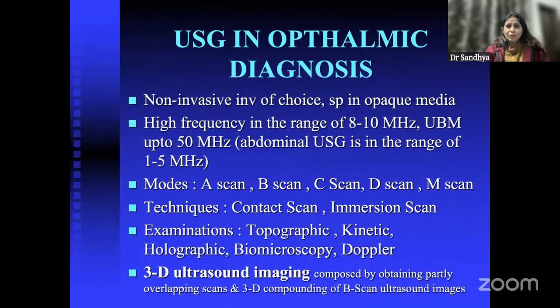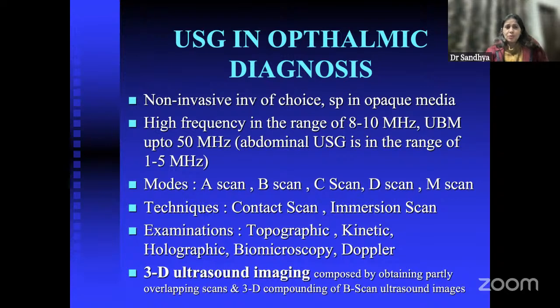In ophthalmic diagnosis, what is the importance of ultrasound? It is a very important non-invasive investigation of choice, especially when we have opaque media and we don't know what is happening behind. So it is a very important diagnostic tool. High frequencies in the range of 8 to 10 megahertz are used in our ultrasound. If you recall, in abdominal ultrasound there are various frequencies, even up to 50 megahertz, and abdominal ultrasound is in between 1 to 5 megahertz. So here in ophthalmic ultrasound, we use a frequency of 8 to 10 megahertz. This is also a very important question.